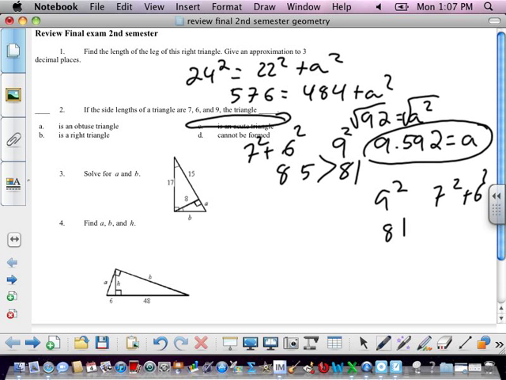All right, that is in chapter 7. You'll see the obtuse, acute, or right.